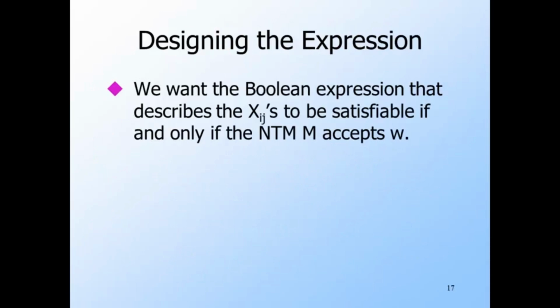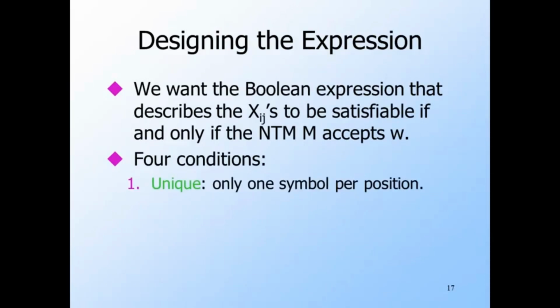Now let's start to describe the output of the transducer. The output is an expression, and we want it to be satisfiable if and only if m accepts w. The whole expression is the AND of 4 sub-expressions, each of which enforces one of 4 conditions. First is the sub-expression we'll call unique. It enforces the rule that there is only one symbol in each position of each ID. That is, the value of xij is unique. The second sub-expression is starts right. It forces the initial ID to be the start state followed by w.